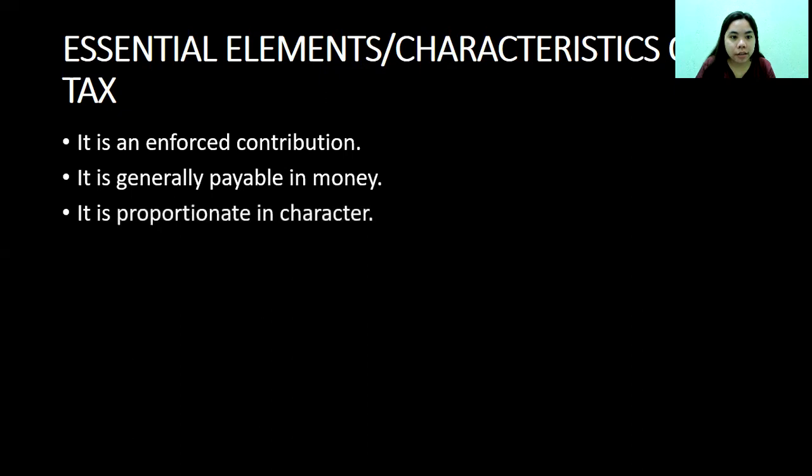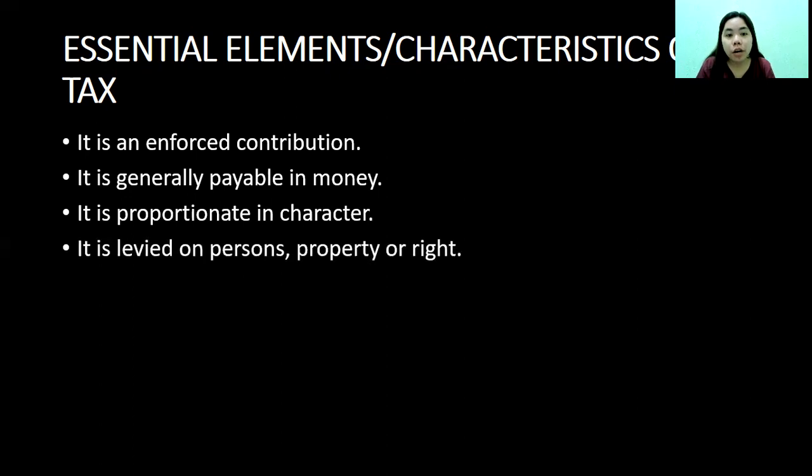Third, it is proportionate in character. Higher income means higher taxes, lower income means lower taxes. So it is not that if you have higher income, you pay low taxes, and it is not that if you have lower income, you pay high taxes. So it is proportionate in character, and it is levied on persons, property, or rights. It's not only imposed on people, but it is also imposed on property. For real property, we pay property taxes, and on rights, privilege taxes and excise taxes. So it's not only levied on persons, but also on properties or rights.